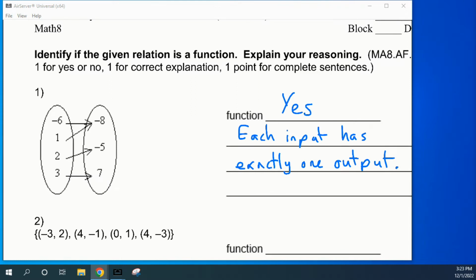So -6 goes to -8, 1 goes to -8, 2 goes to -5, and 3 goes to 7. None of these numbers go to a second output. So, for example, if 3 went to 7, but it also went to 5, that would not be a function because 3 would then have two outputs, not one. So, yeah, that's it. Each input has exactly one output.